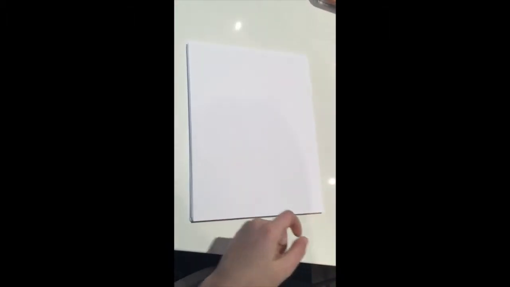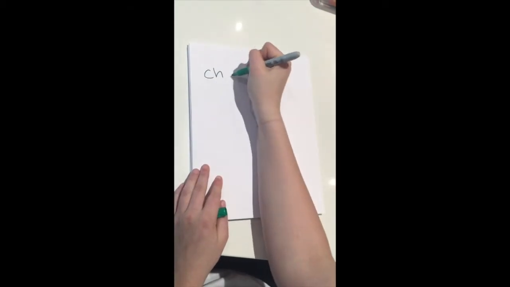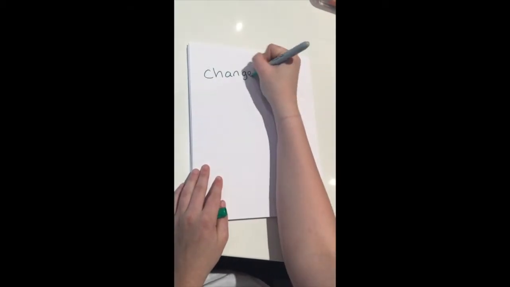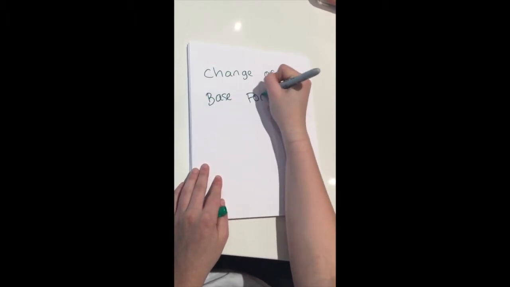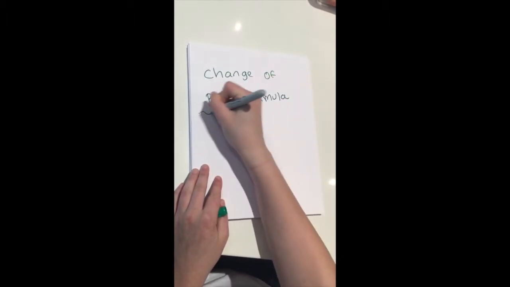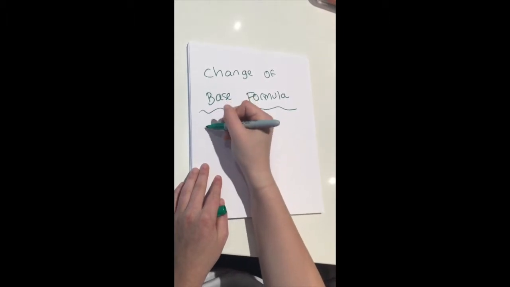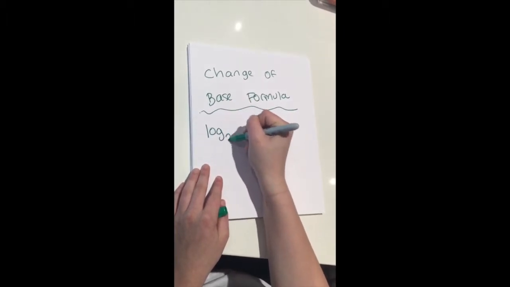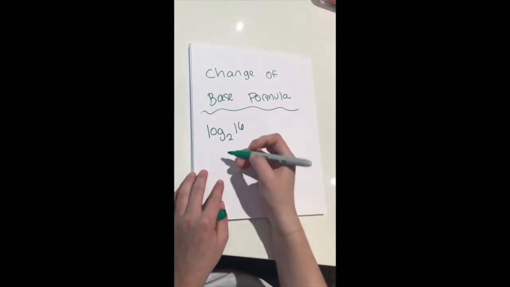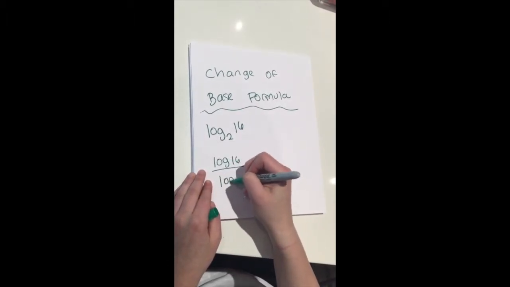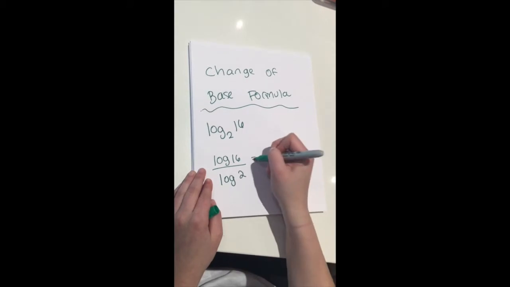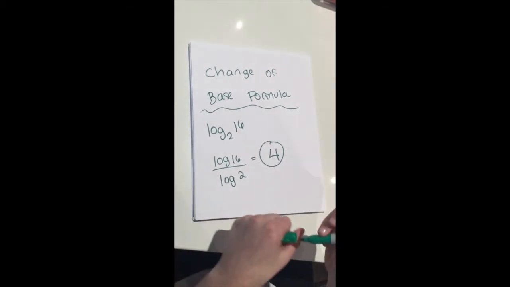Now, some calculators will allow you to plug it in like that, but some calculators will require you to use something called the change of base formula. And what you do, in the problem log base 2 of 16, you would take the log of the big number over the log of the small number, and you would get your answer 4.